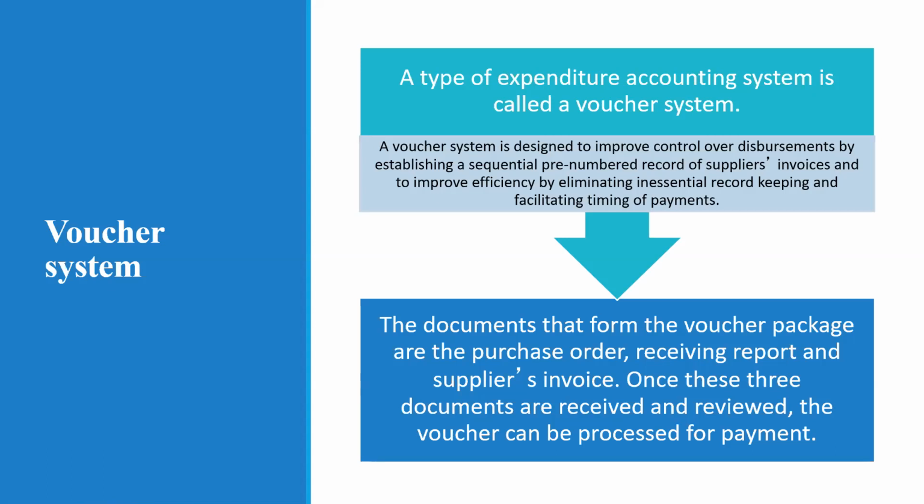Does it make sense? So for the purchase cycle, because suppliers' invoices are not in our order, we usually need to create our own pre-numbered list of purchase records. We call this a voucher system. Okay, and the voucher system is very important for the control of purchases. Any questions?